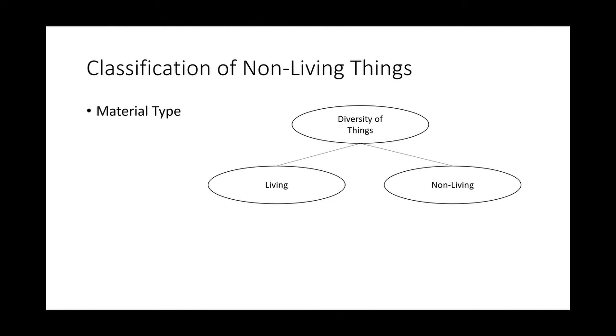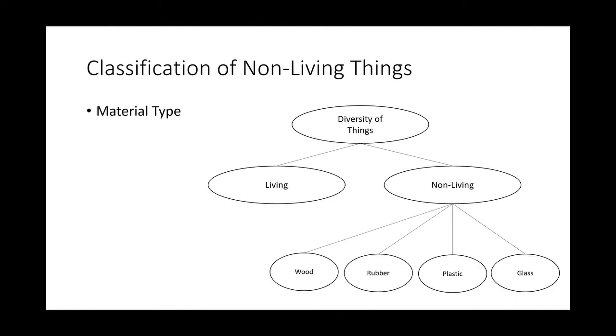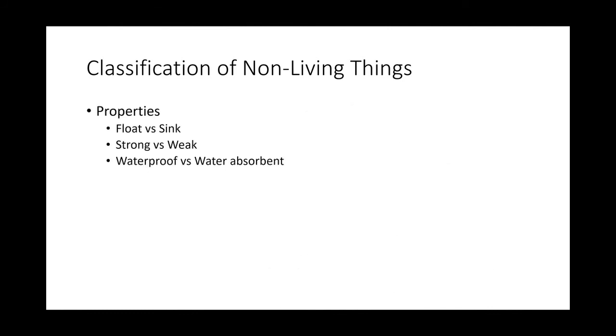Okay, we can also classify them based on their material type, so from what materials they are made of. These are a few common examples. Likewise, you can also classify them based on their properties, for example, whether or not they float or sink. So, for example, wood can float and then metal will sink.